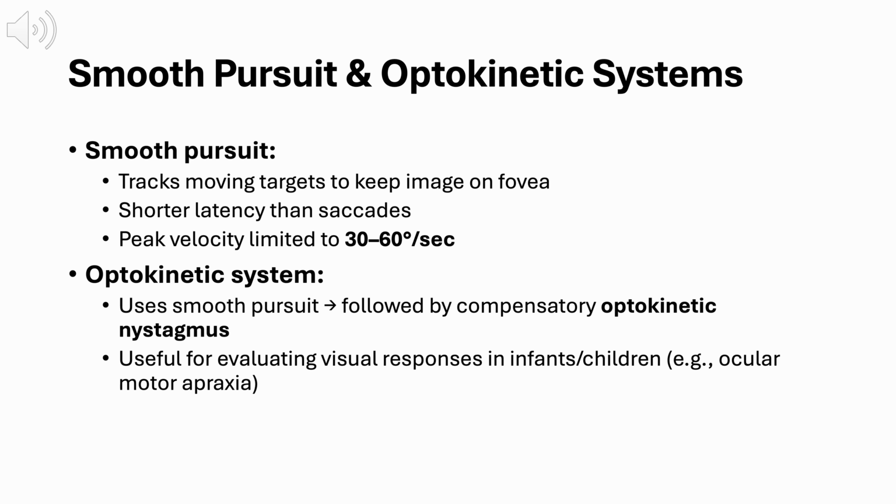Closely related is the optokinetic system, which helps stabilize vision when the entire visual field is moving, such as when looking out of a car window. This system combines smooth pursuit in one direction with a rapid corrective movement in the opposite direction, producing optokinetic nystagmus. Clinically, the optokinetic response is especially useful because it doesn't require patient cooperation, making it valuable for assessing visual function in infants and young children, as well as in conditions like ocular motor apraxia.